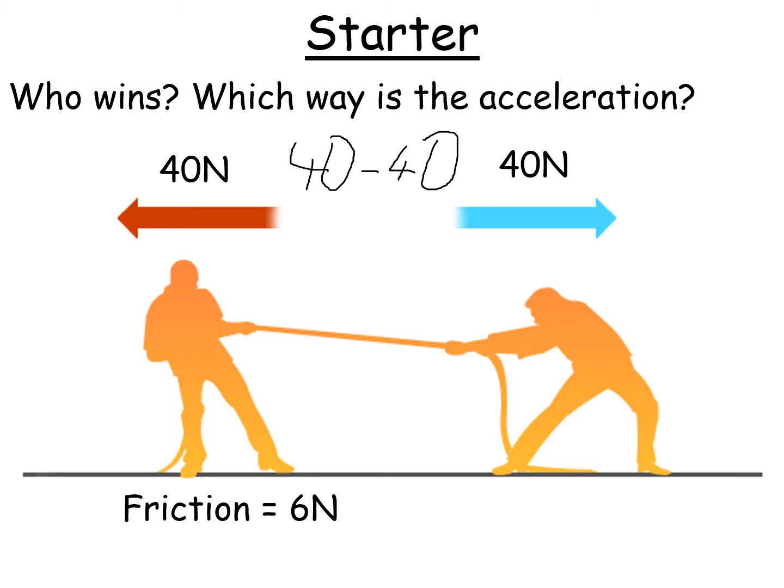However, we also have the friction, and remember, friction always acts against the direction of motion. So if the motion is going this way here towards the left, then the friction must be going the other way. So that means friction is acting this way. So that means we actually have a net unbalanced force of 6 newtons going this way. So the acceleration would also be going this way. So in fact, this person here would be the winner.